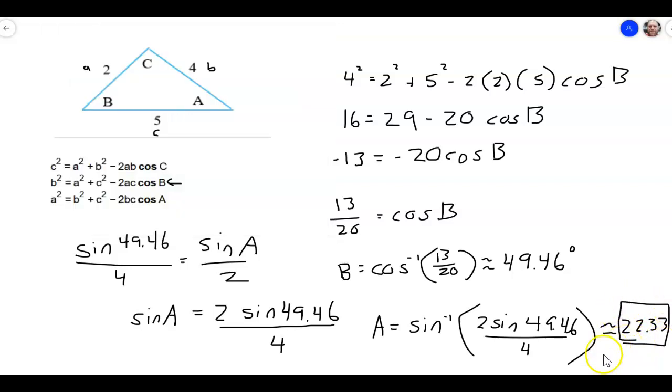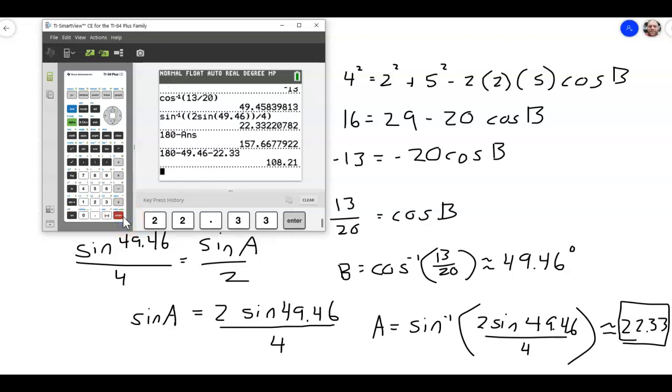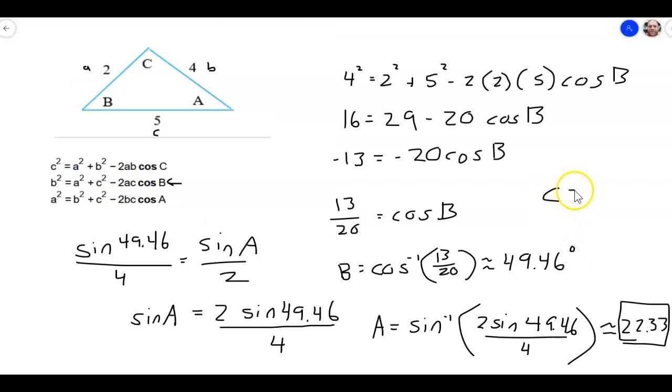Finally, we can take these two and subtract them from 180 to get our last angle. So that is A. C is going to be 180 minus 49.46 minus 22.33, and that's 108.21. So C is 108.21 degrees.